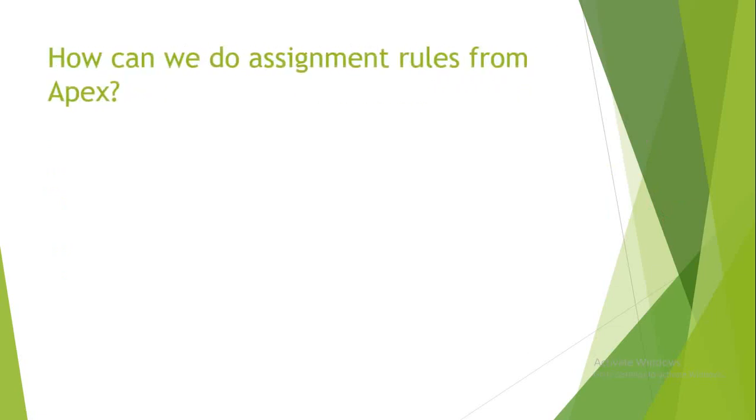The first question is, how can we do assignment rules from Apex? Basically we have assignment rules on leads and cases. Let's see how we can do it. By using Database.DMLOptions, you can run assignment rules from Apex. Then what is the purpose? I mean, why do we need to do this basically?